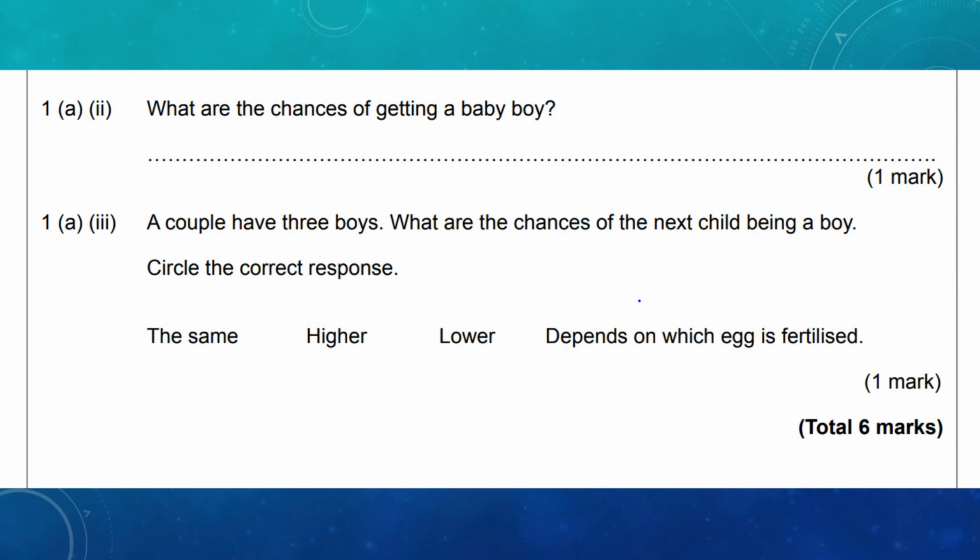So, second part, what are the chances of getting a baby boy? You can either show this as a percentage, as a fraction, or as a ratio. Some questions they will ask you to give a percentage, a fraction, or a ratio, but where they say what are the chances, you can give it in any format. A couple have three boys. What are the chances of the next child being a boy? Circle the correct response. So pause the video, answer the questions, and the answers will follow.